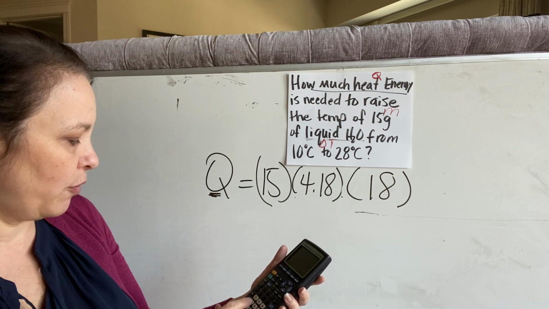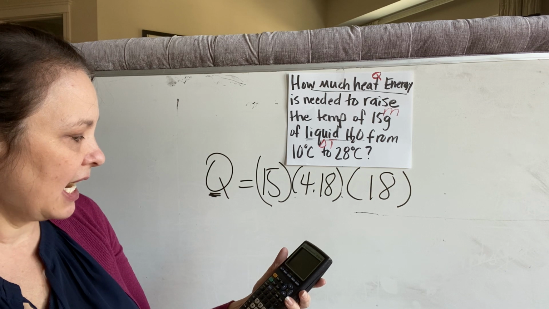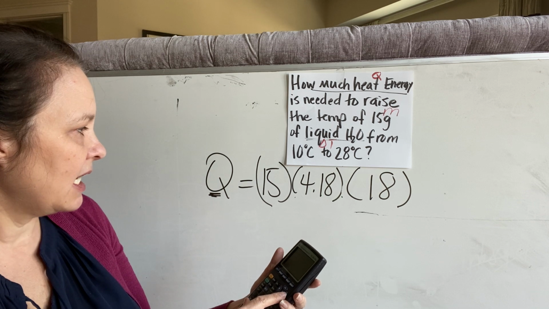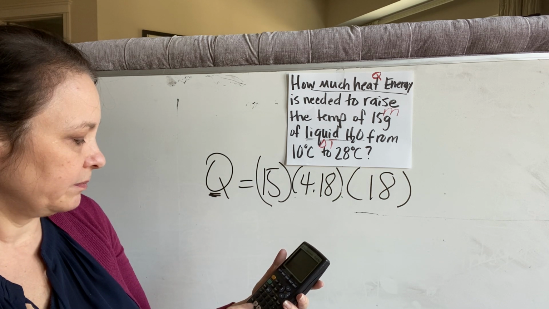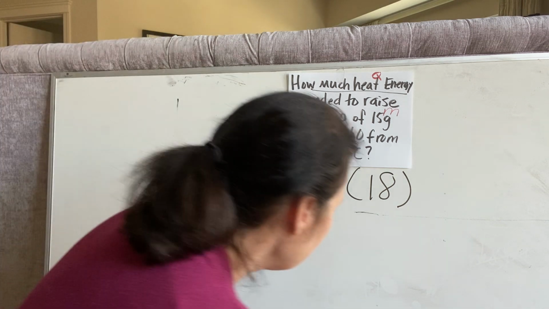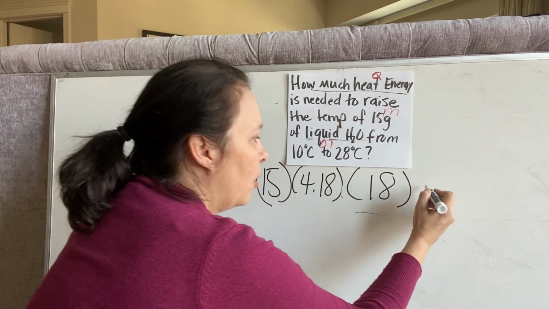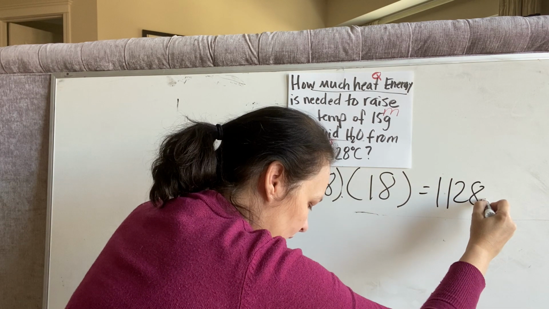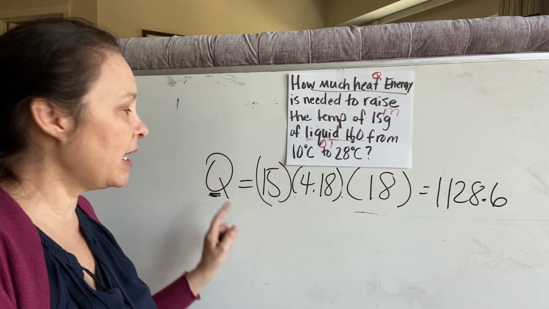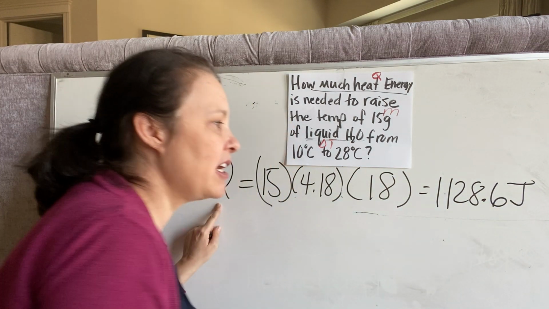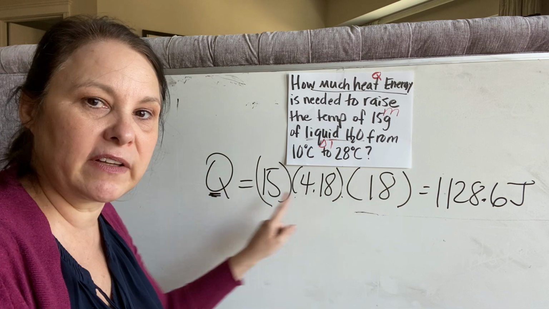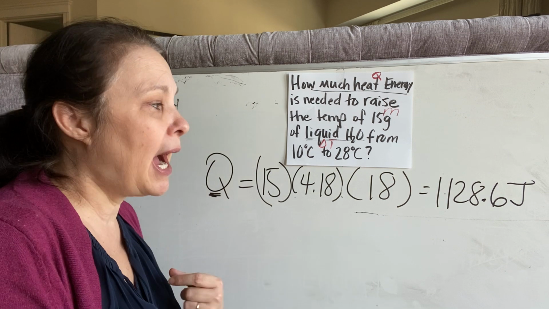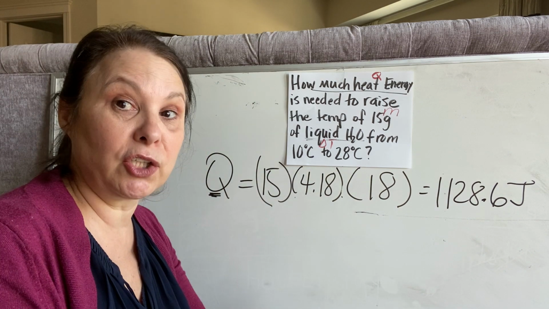15 times 4.18 times 18. And I get 1128.6. All right? So remember, anytime you solve for this, I know that that is joules. If I use this formula, that is joules. Now, that's kind of a big number, right? I mean, we're in the thousands here. So I might ask you just to tell me how many kilojoules that is.